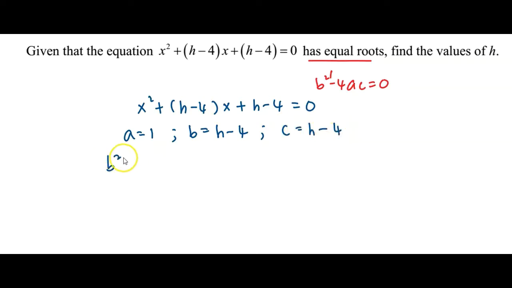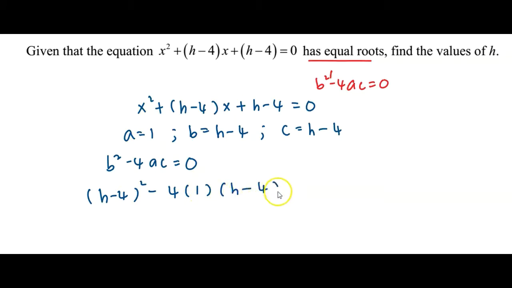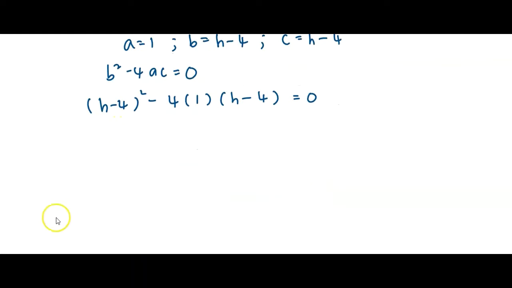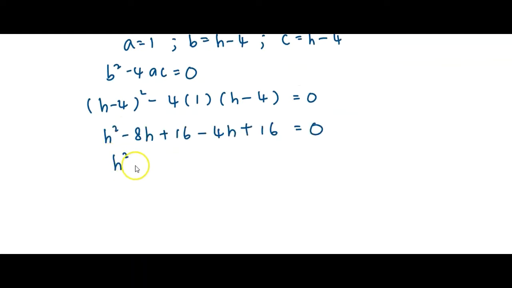So start from b squared minus 4ac equals 0. Put in your b squared as (h minus 4) squared, minus 4 times a, which is 1, times c, which is h minus 4. It equals 0. And now we expand and simplify. Here I have h squared minus 8h plus 16 minus 4h plus 16, that will be h squared minus 12h plus 32.